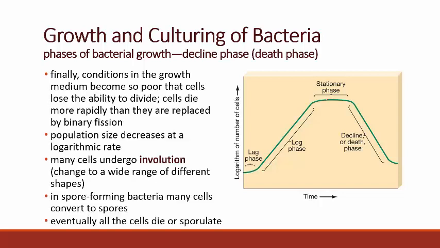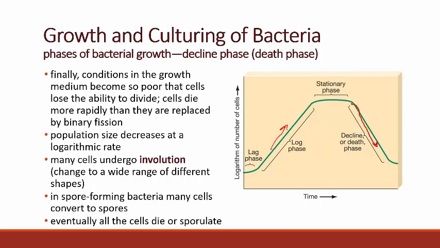And then as conditions continue to degrade in the culture, they can become so poor that the cells lose their ability to divide. And just as rapidly as the cells go through the log phase, they can then go into a decline phase as the colony begins to die. So we see that the size of the colony decreases now at a logarithmic rate, a relatively rapid decline, almost as rapid as the growth phase was.